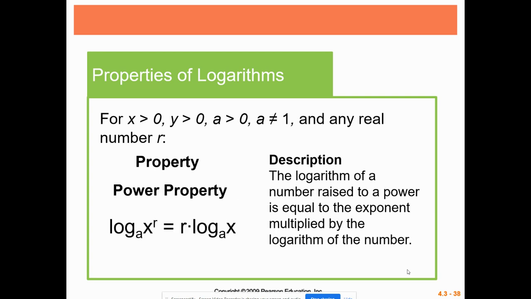The last property is called the power property. It allows us to take the exponent, the r, and change it so it's not an exponent anymore. And that can be very useful if r is our variable. It says the log base a of x to the r power is equal to r times the log base a of x.